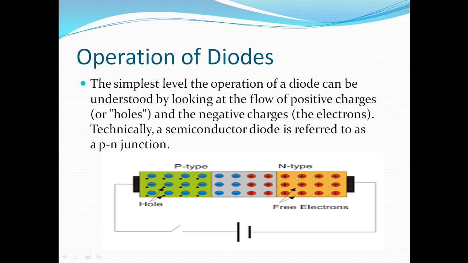Here you can see that this is the p-type material, this is n-type material, this is the depletion region, and here p-type material has a lot of holes, n-type material has free electrons. So here we see that this is the hole, this is the electron, and this is the p and n type material, and this is how the diode is operated. Coming to the next slide.